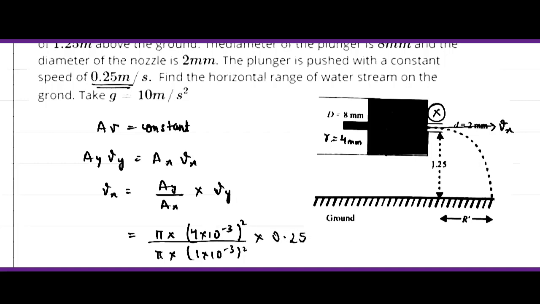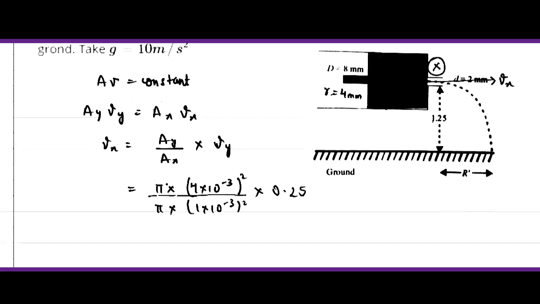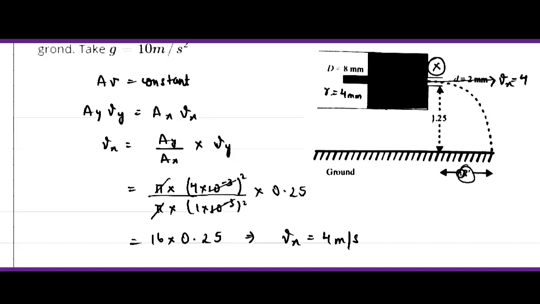So this is 0.25. So we can cancel out the common terms. Pi and pi we can cancel out. 10 to the power minus 3 we can cancel out. And we will get 16 in the numerator multiplied by 0.25. So this will give us the velocity at x as 4 meter per second. And see, this velocity is in the horizontal direction. Now further, we have to find this horizontal distance r.